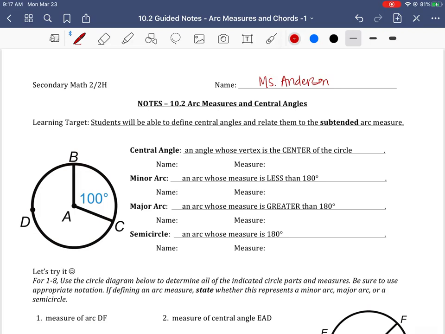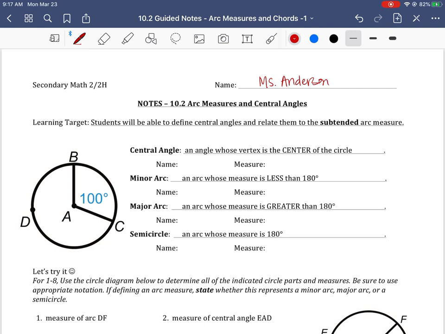Right, in this lesson, section 10.2, we're going to be talking about arc measures and their central angles, the angles that subtend to create arc measures. So first of all, let's talk about what a central angle is, and we'll talk about minor arcs, major arcs, and semicircles, which hopefully you've heard some of those terms. But I want to give you an example of what this relates to.